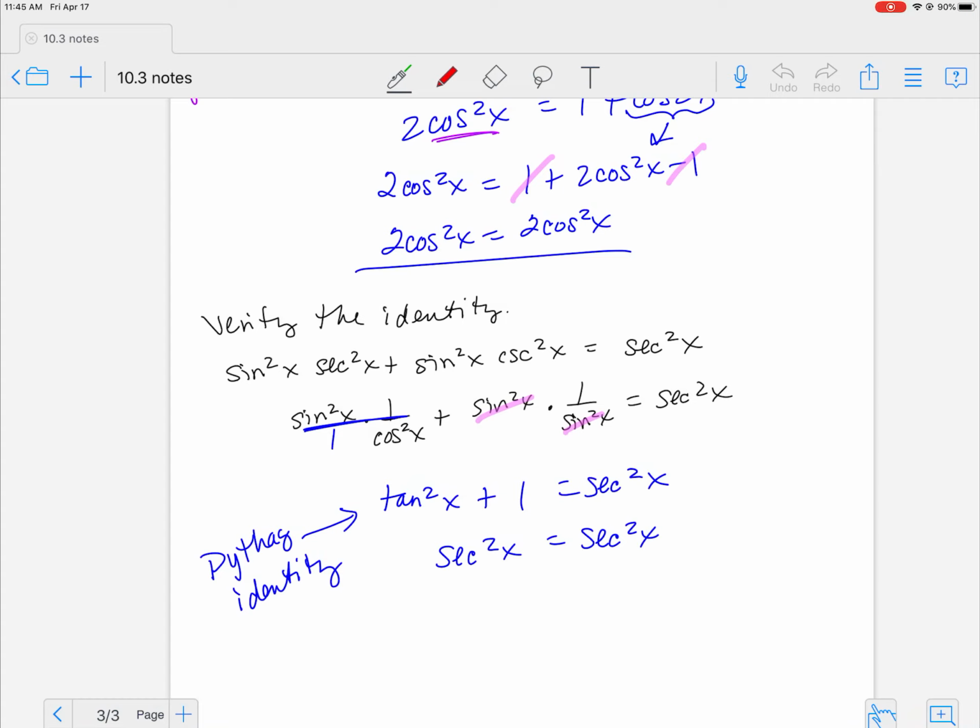Verifying trig identities is just practice. Knowing your trig identities so you can use them is a big deal. All right? Practice those. Try to memorize them on your own paper. Write them out. And then quiz yourself. You will be better for it. All right?